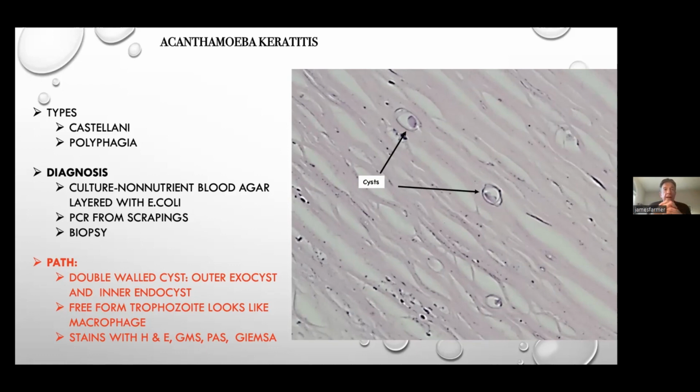There are 2 types, Castellani and polyphaga, depending on where you are. It can be cultured with non-nutrient blood agar layered with E. coli. Now clinicians can do PCR from corneal scrapings, but when it comes down to biopsy, you get these double-walled cysts with the outer exocyst and an inner endocyst. The free form looks almost like a macrophage, about the same size, the trophozoite, and you can pick these up with H&E, as this stain is here, but it also highlights with GMS, PAS, or Giemsa. So this is acanthamoeba keratitis.